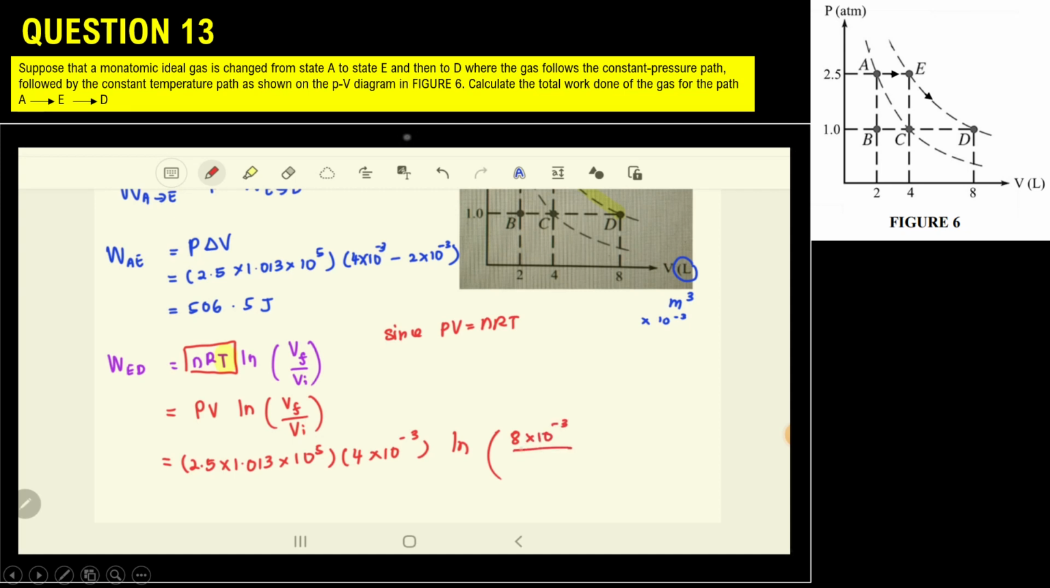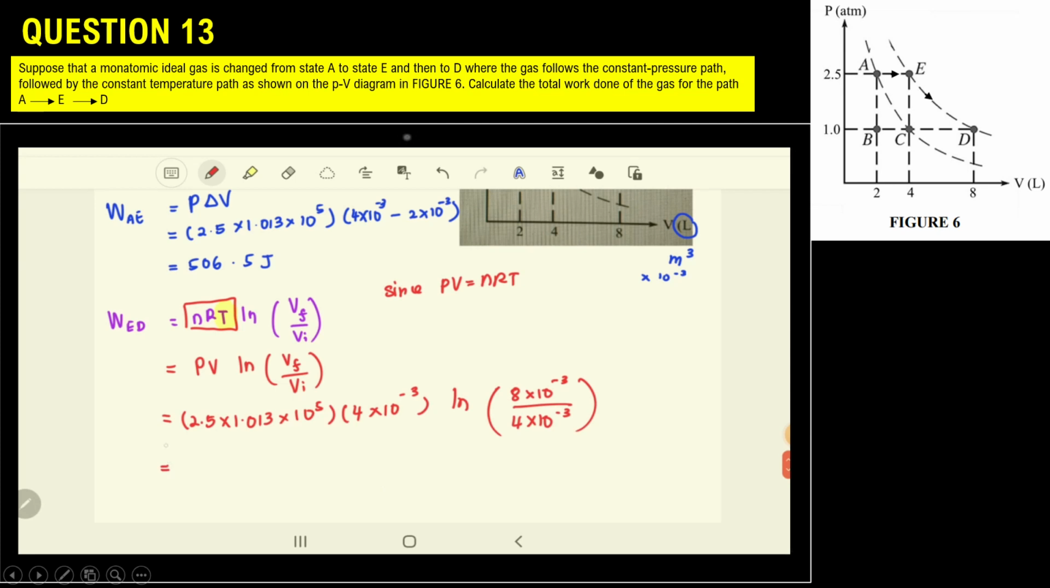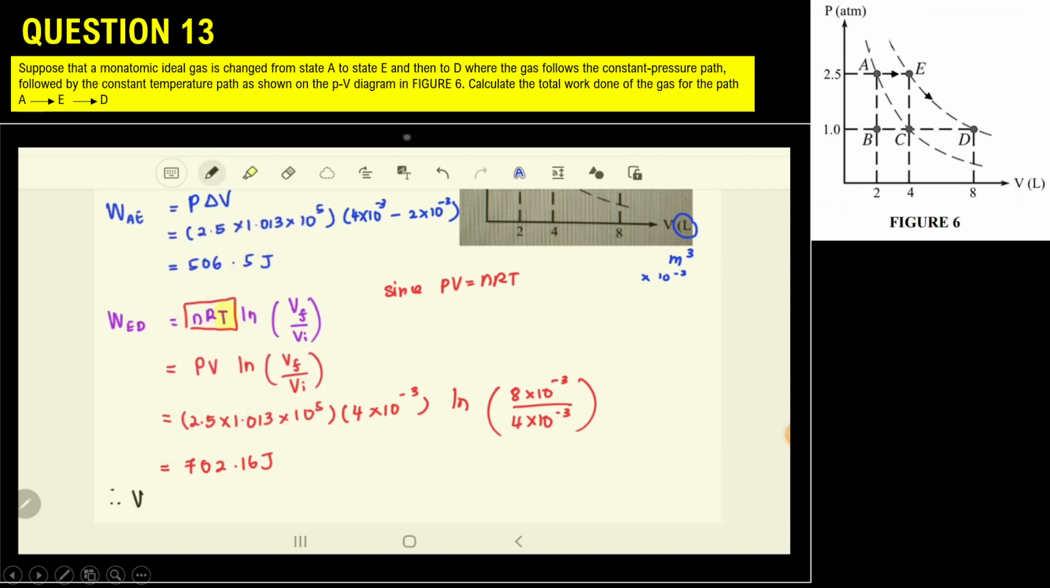and V initial is 4. Okay, V final over V initial. So finally, we have W_ED equal to 702.16 joules. Therefore, the total work done from A to E and to D is equal to 506.5 plus 702.16, and the final answer is 1208.66 joules.